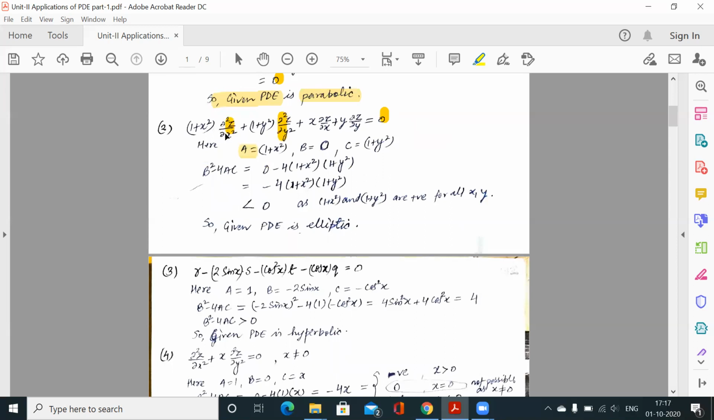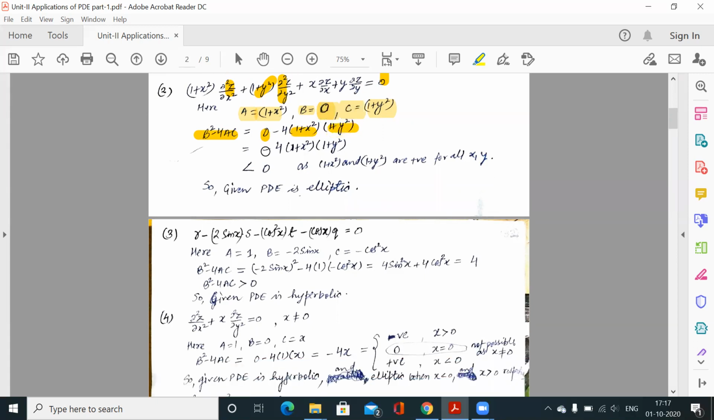So del 2z over del x square, suppose this is 1 plus x square, this is a. Del 2z over del y square, so this is c. And there is no second order derivative like del 2z over del x del y. So we don't have that term, so the coefficient b would be 0. So b is 0. So b square minus 4ac is 0 minus 4 into a into c. So this is minus 4 (1 plus x square)(1 plus y square).